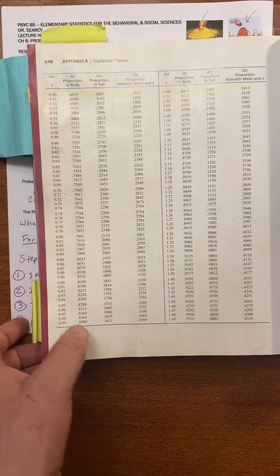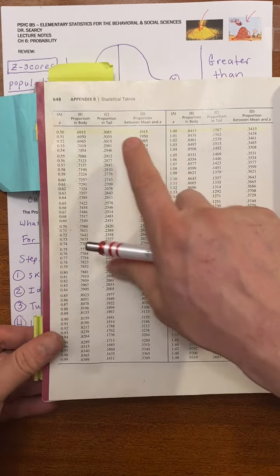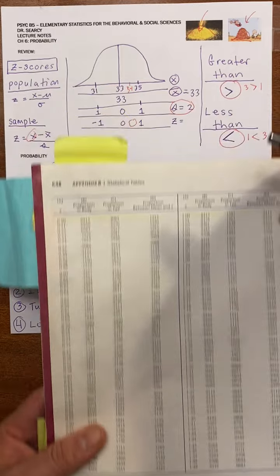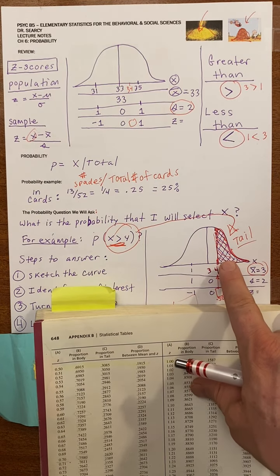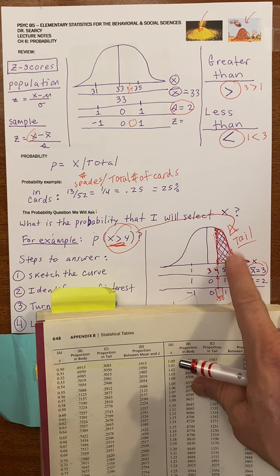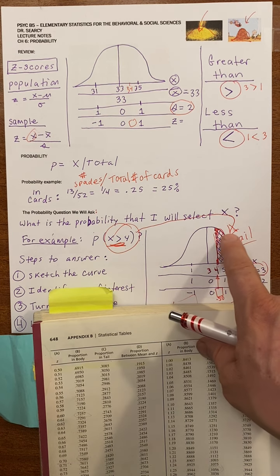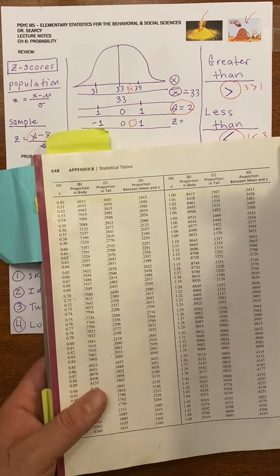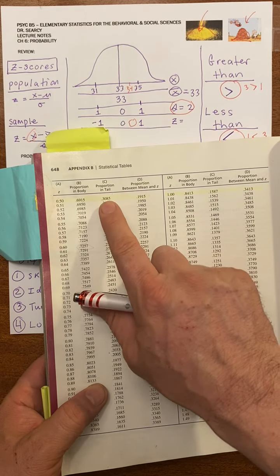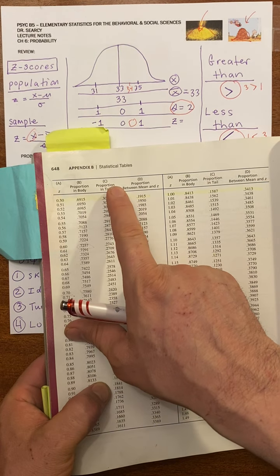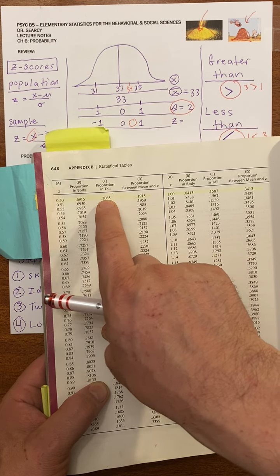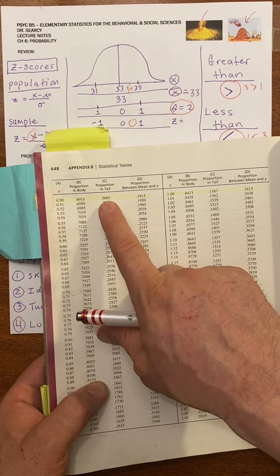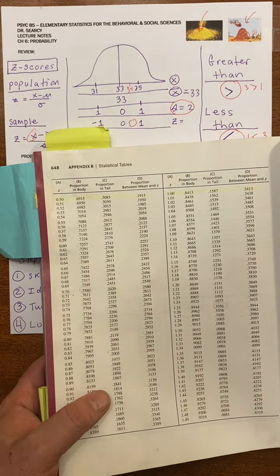Okay, so the number that I'm after is this idea of finding what probability there is of finding this x value in the tail. So I'm going to go to that number in the middle under proportion in the tail, and I'm going to say that that's the number that I'm looking for to answer my question here. Here it is: 0.3085.